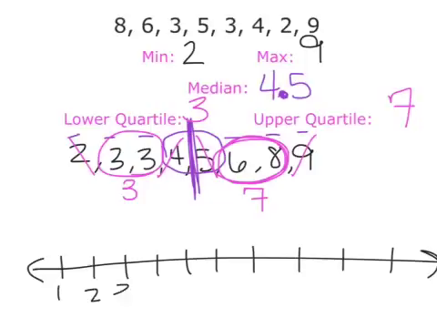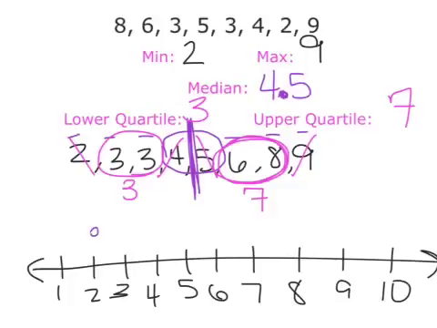Okay. And then we are going to start graphing our box and whisker plot. Now, remember, our min and max are going to get dots, whereas our lower quartile, upper quartile, and our median are going to get lines. So I'm going to start with my dots, and that is my minimum gets a dot at 2. My maximum gets a dot at 9. My median gets a line at 4.5. My lower quartile gets a line at 3, and my upper quartile gets a line at 7.